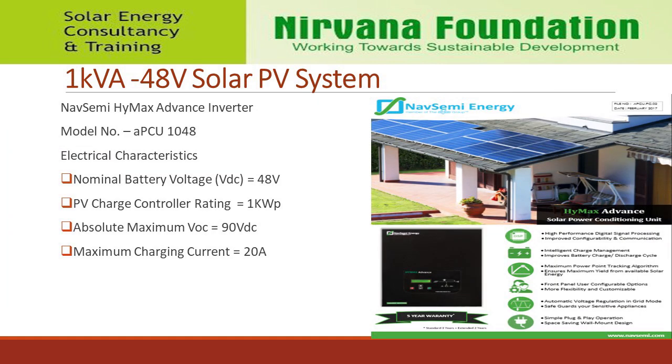Designing of 1 kilowatt 48 volt system. NAV semi-high max advance inverter. Model number APCU1048. Electrical characteristics: nominal battery voltage, VDC, equals 48 volts. PV charge controller rating equals 1 kWp. Absolute maximum equals 90 volts DC. Maximum charging current equals 20 ampere.